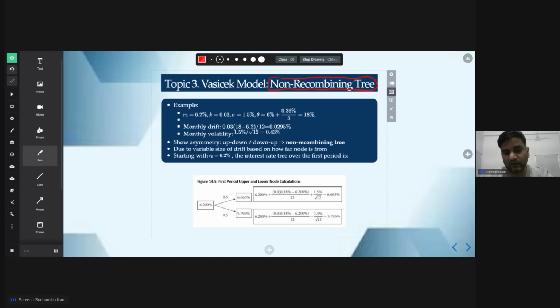So when we actually build a tree using Vasicek mean reversion, here what we have taken is the rate 6.2%, k of 0.03%, sigma 1.5%, and theta equal to 6%. So you see your theta value. R naught is your current short rate. K is your speed of mean reversion.